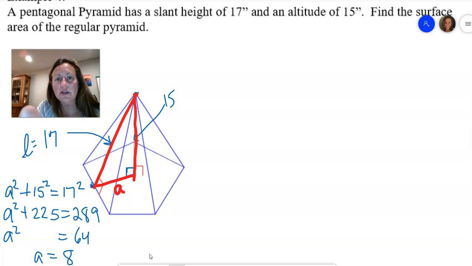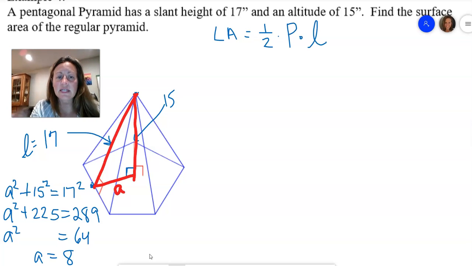We're supposed to find the surface area, but that starts with finding the lateral area, which is the area of the walls. Lateral area for any pyramid, according to the formula, is 1/2 the perimeter of the base times the slant height. Now, we do know the slant height is 17. What we don't know is the perimeter of the pentagon. But this little A value is going to help me find that.